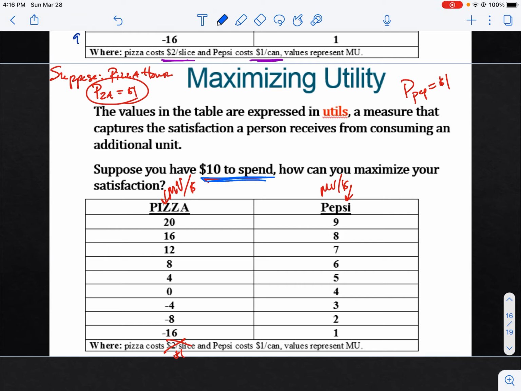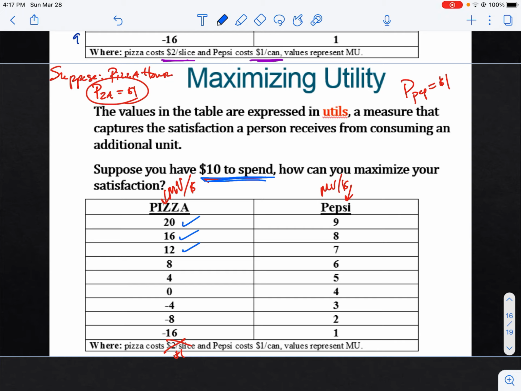So now what are you going to do? What do you buy first? Which one gives you more bang for your buck? A slice of pizza for $1 would give you 20 units of happiness, and a Pepsi will give you 9. So the first thing you would buy, the biggest bang for your buck, is a slice of pizza. I spent $1. What am I going to buy next? The second slice of pizza gives me 16 utils, or units of happiness. The first Pepsi only gives me 9, so I'm going to buy another slice of pizza. I spent $2. What next? Next up, another slice of pizza, because 12 is greater than 9.